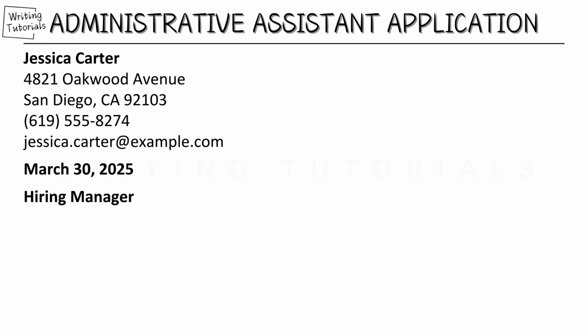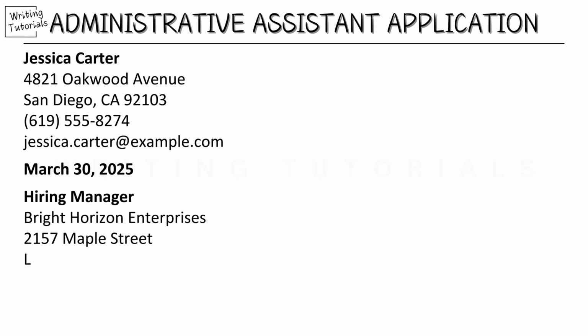Step 3. Adding the employer's contact information. Now, let's move on to the recipient's details, which should be placed below the date. Here's how it looks in our letter. Hiring manager, Bright Horizon Enterprises, 2157 Maple Street, Los Angeles, California, 90012. This section ensures that your letter reaches the right person and department. If you don't know the hiring manager's name, it's okay to write hiring manager, but if you can find their actual name, it is even better to personalize it. Next, always double-check the company name and address for accuracy. Misspelling these details can make a bad impression.